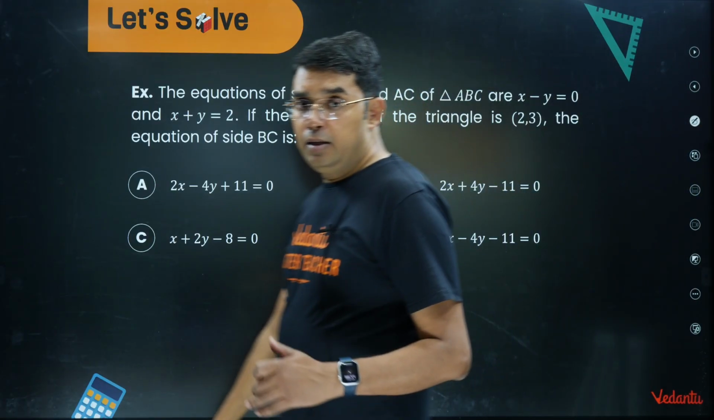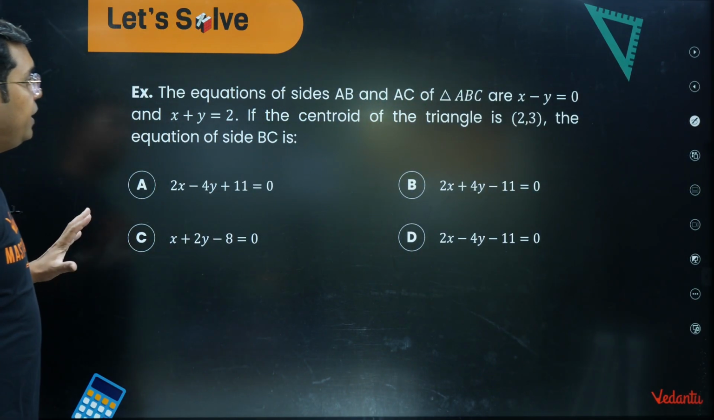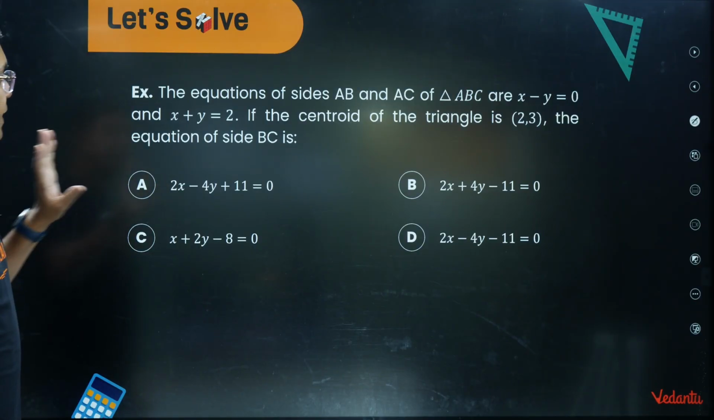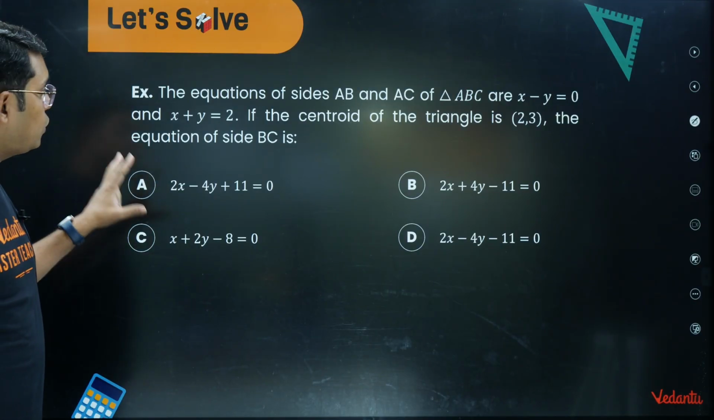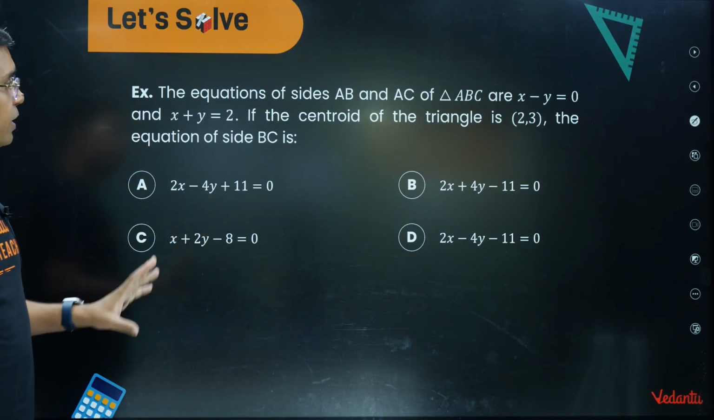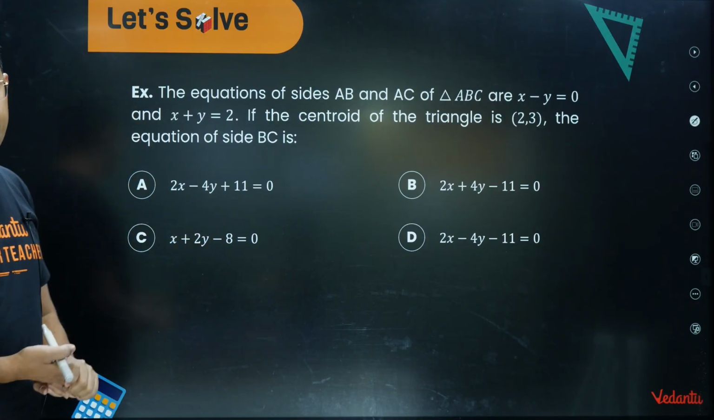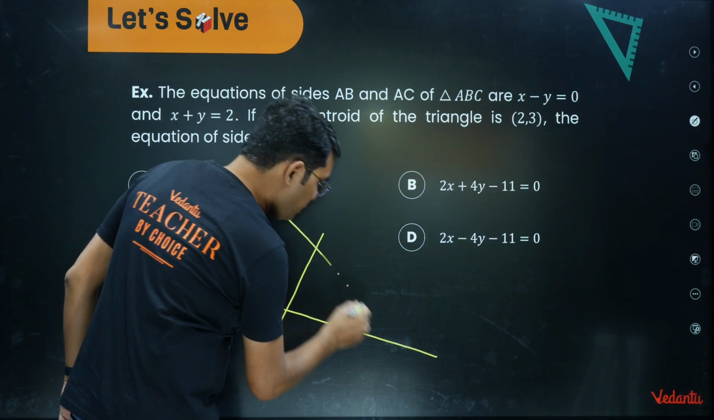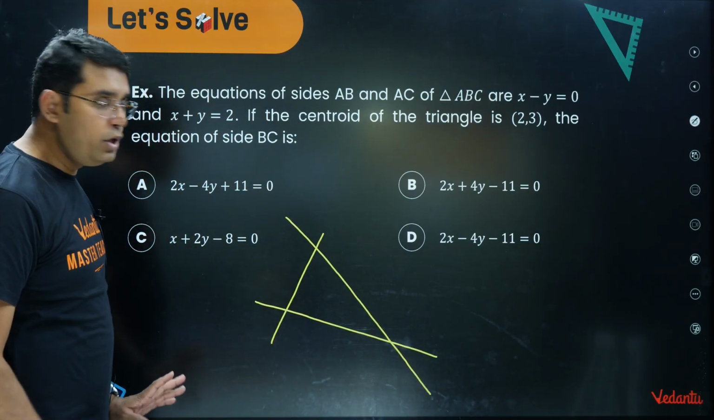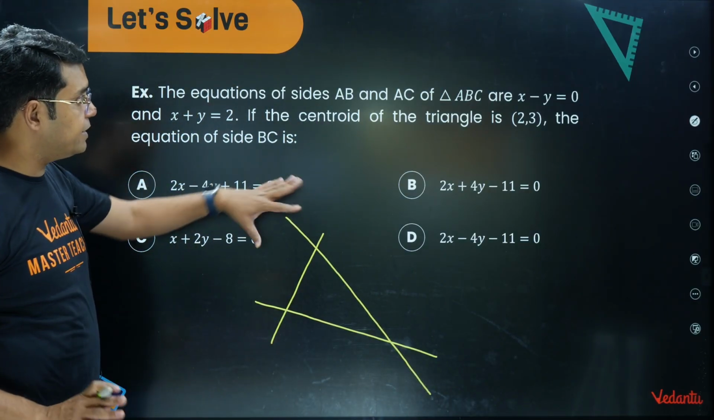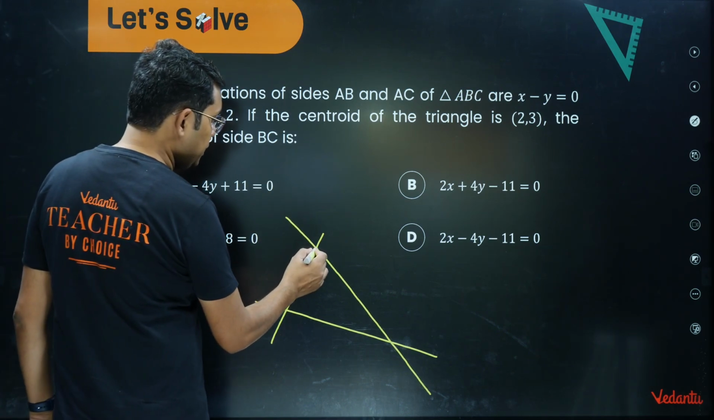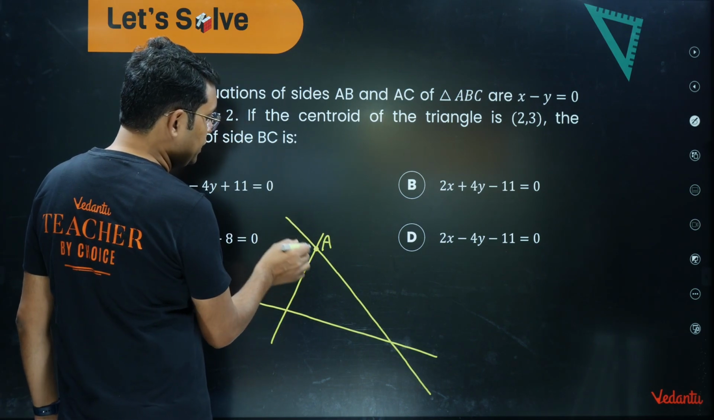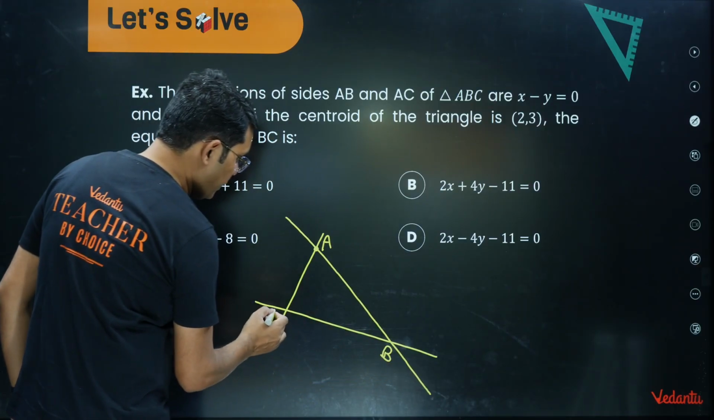Next question. The equations of sides AB and AC of triangle ABC are x minus y equal to 0 and x plus y equal to 2. The centroid of the triangle is (2, 3). The equation of side BC we have to find. So dear students, what you can do, you just make a rough diagram of a triangle. There is no need to make an accurate diagram in this case at least. So we are given the equation of AB. Let me call this point A, this point B, this C.